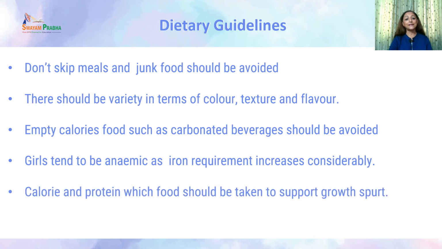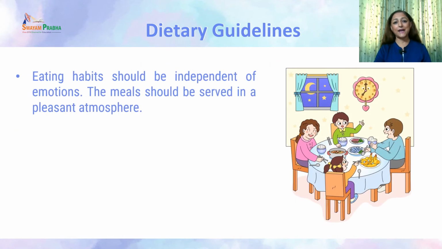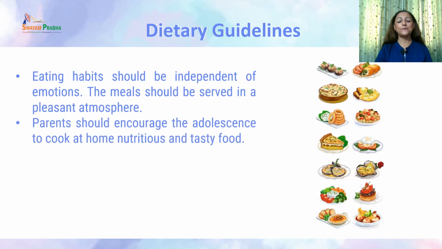And calories and protein from the food should be taken accordingly to support the growth spurt. And inclusion of fruits and vegetables in the diet will meet the vitamin and mineral needs, and along with that it will take care of the fiber requirements also. Eating habits should be independent of emotions. The meals should be served in a pleasant atmosphere so that the child is able to enjoy his food. And the parents should encourage the adolescents to cook nutritious and tasty food at home only.